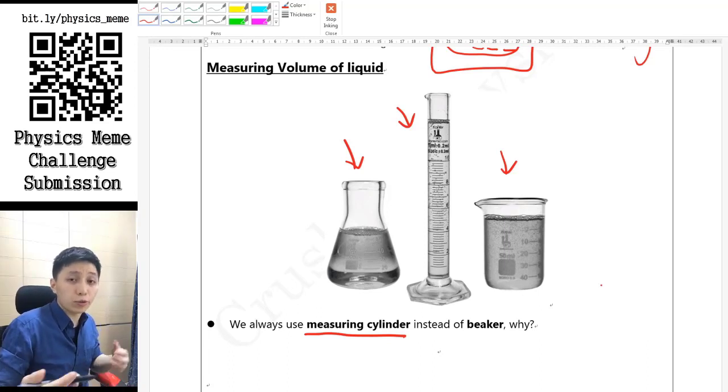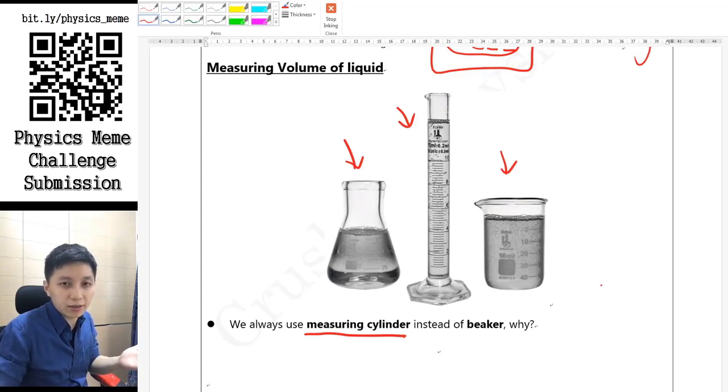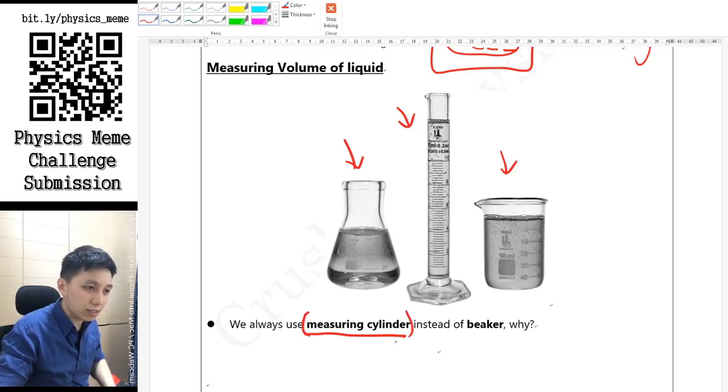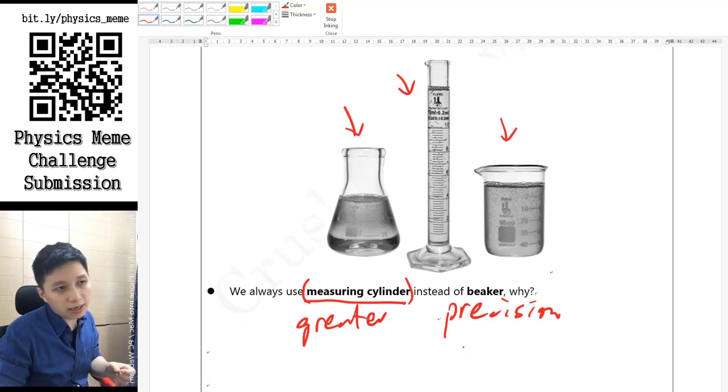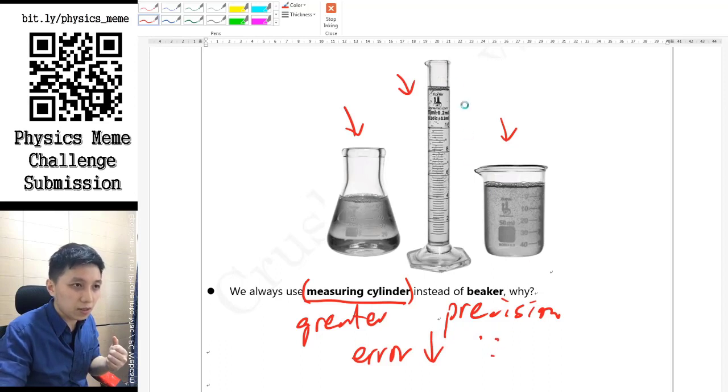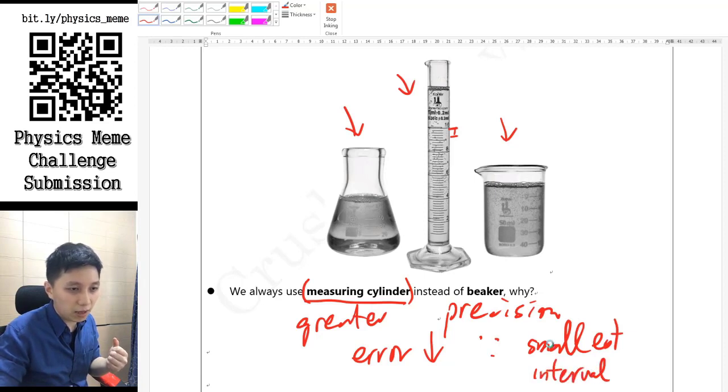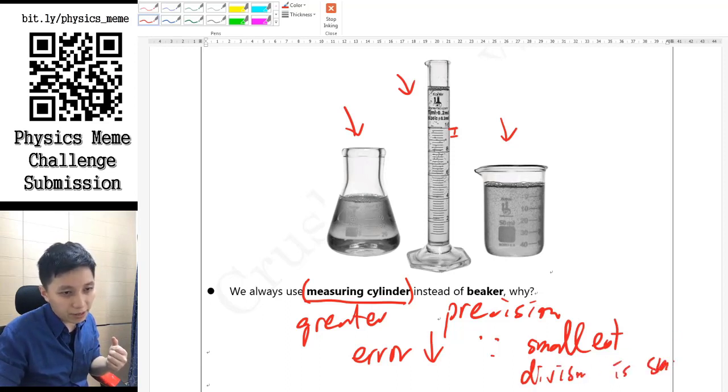Alright, the answer is similar to what you learned when we talk about measuring the length. Do you remember vernier caliper and micrometer? Why do we need that? Comparing to the ruler, for micrometer and vernier caliper, they will have a much, much greater precision. So same for the measuring cylinder, it will have greater precision. And in case you don't know what it means, then you can explain here. Greater precision means that for the error that you will measure, it will be much smaller because the smallest interval or smallest division, I think division is a better word, is smaller comparing to the other.